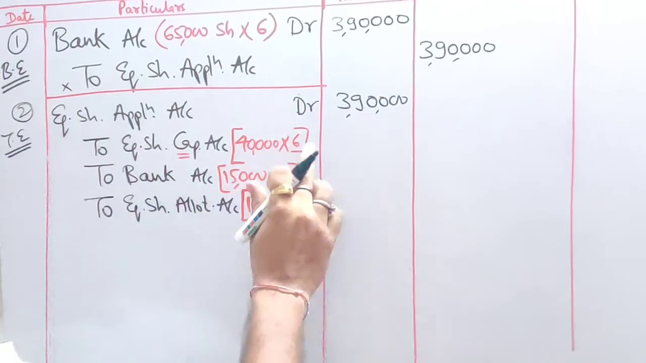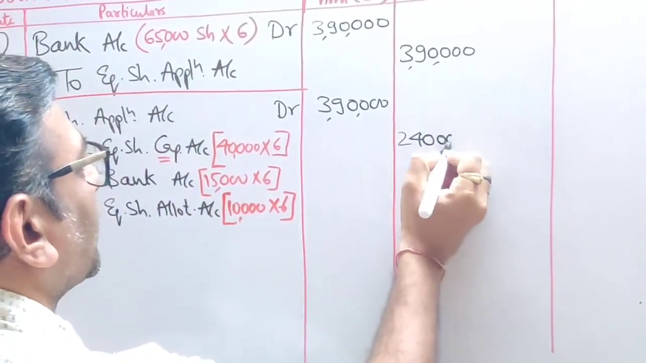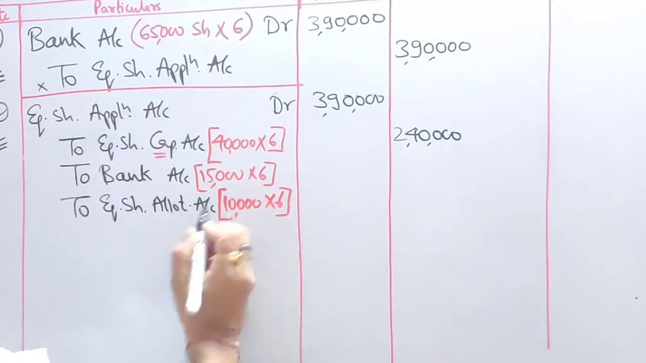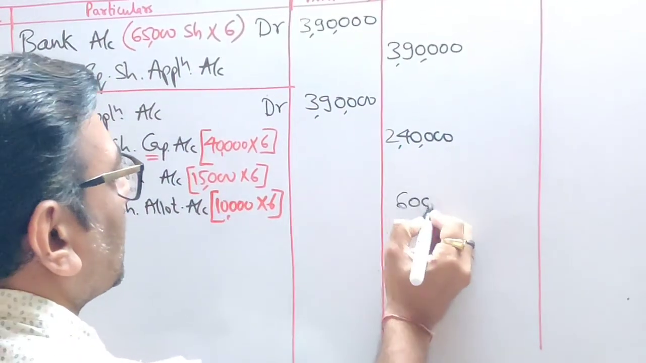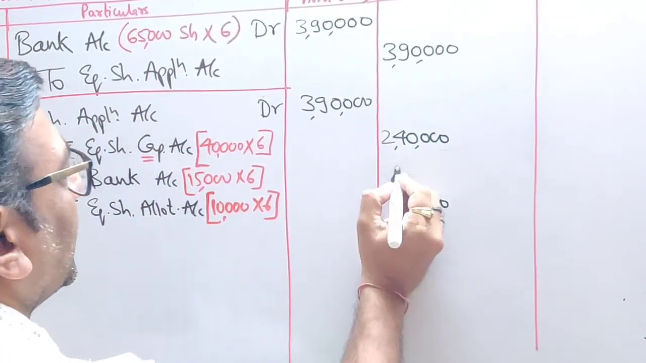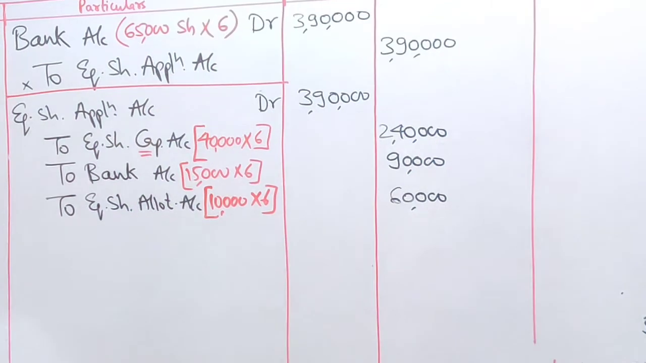So now write down the amount. This will be 4 sixes are 2 lakh 40,000. 15 sixes are 90,000. Hmm, so this is 3,90,000. Correct?